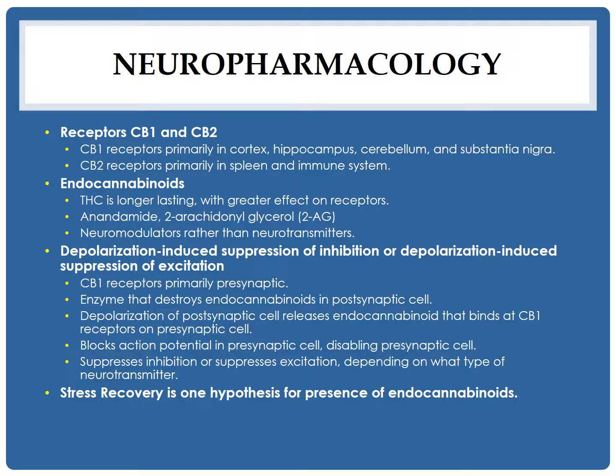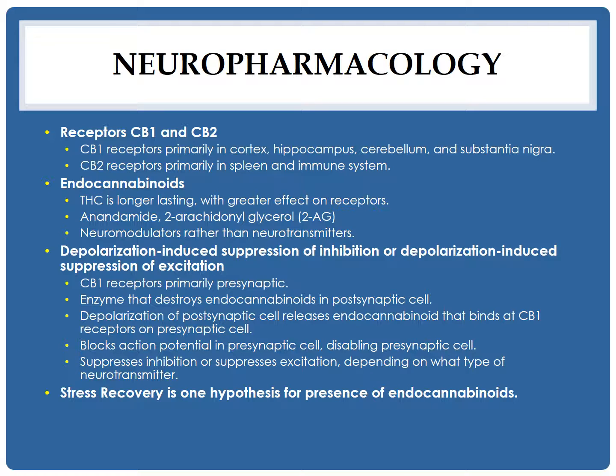And these are called the endocannabinoids. These are similar to the endogenous opiates. You can think of them as corollary to cannabinoids as endorphins were to opiates. THC is longer lasting and with greater effect on the receptors, but we do have these endogenous cannabinoids. So anandamide, ananda comes from the Sanskrit word for internal bliss, and 2-arachidonyl glycerol, or 2-AG. Those are just 2 of several different endocannabinoids that your book mentions. These primarily work as neuromodulators rather than neurotransmitters.